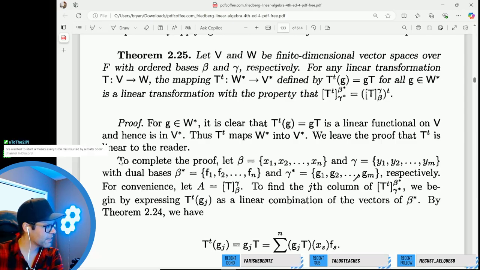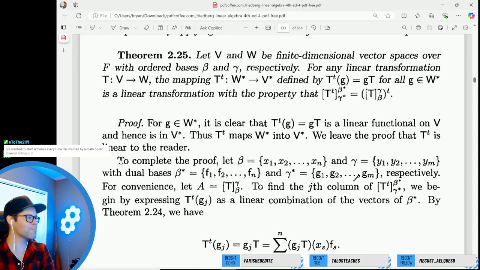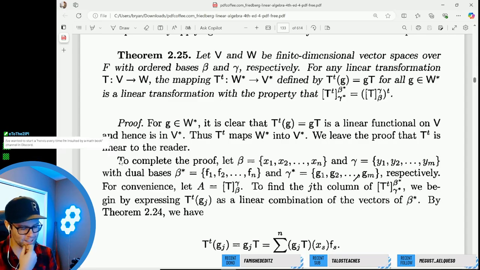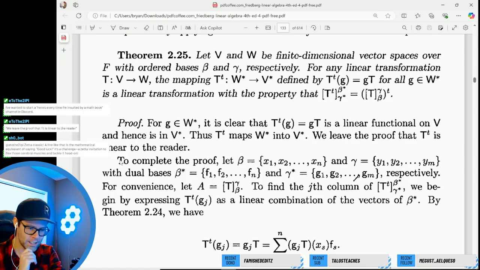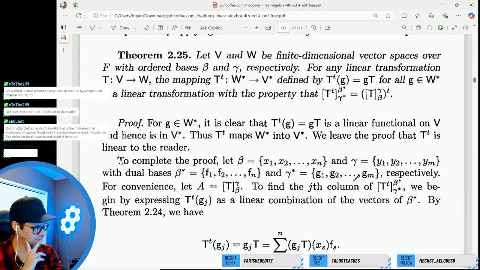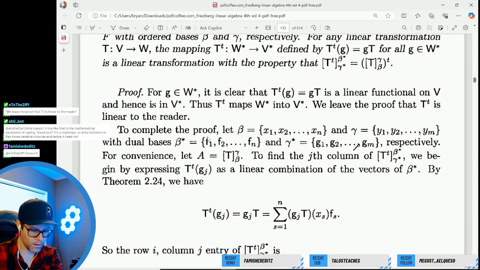43 is apparently considered a weak prime? What? I wanted to start a "here's every time I'm insulted by a math book" channel in Discord. You should. You totally should. We can do it together. Classic. A line like that is the mathematical equivalent of saying, good luck. It's a challenge. An invitation to flex those cerebral muscles and tackle it head on.